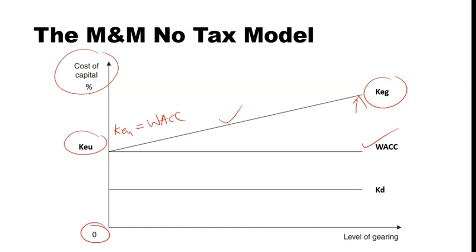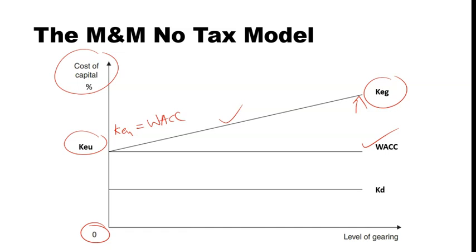Okay, because of the gearing. All right, and KD, of course, remained as it is. The KD doesn't change because KD is considered to be cheaper. The cost of debt is considered to be cheaper. Why? In what sense? Not in the sense of the tax deductibility of debt. No, not at this point. Don't worry.